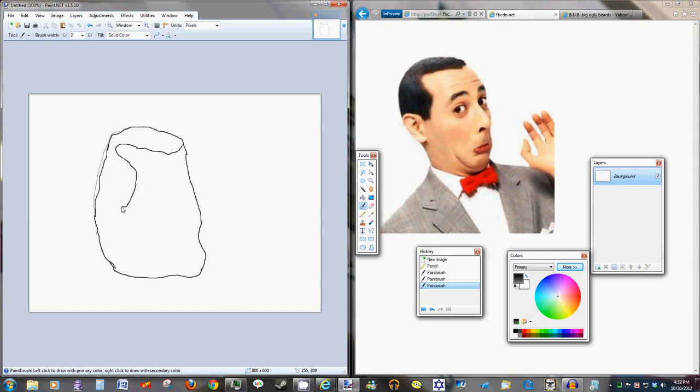Got the hair outline there. Got the ear. Okay, so you've got the basic head outline there, and now you start drawing details like the chin. So in this case, the chin, and it goes like that.